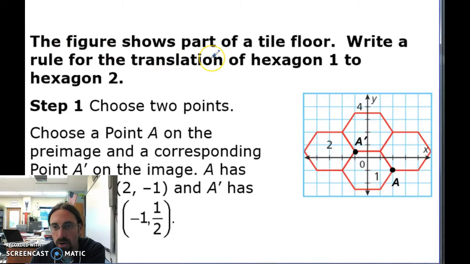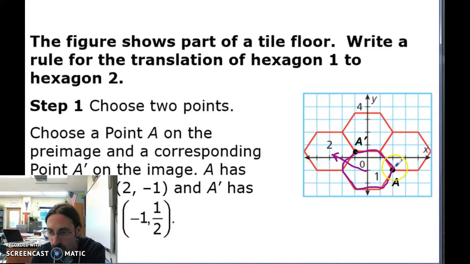So the figure below shows part of a tile floor. Write a rule for the translation of hexagon 1 to hexagon 2. All right, so this is hexagon 1 right down here. Right? This figure here is hexagon 1. They put a little 1 there. And they want you to go from 1 to 2. Well, how do you figure that out?